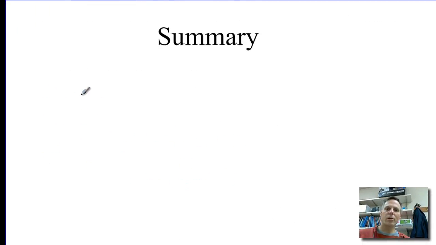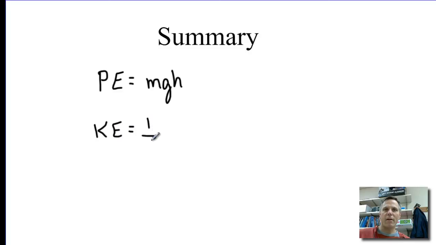So in summary, here are the two big pieces you should pick up from this. Potential energy is the energy something has due to its position, and it's related to mgh when we're talking about gravitational potential energy. And the other energy is kinetic energy, and kinetic energy is 1/2 the mass times the velocity squared. Now in future videos, you're going to see that these two are related, and that's called the conservation of energy, and it's very important.